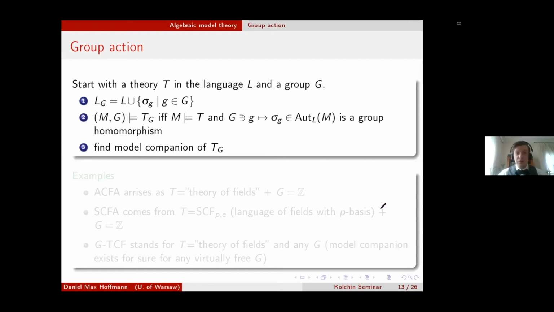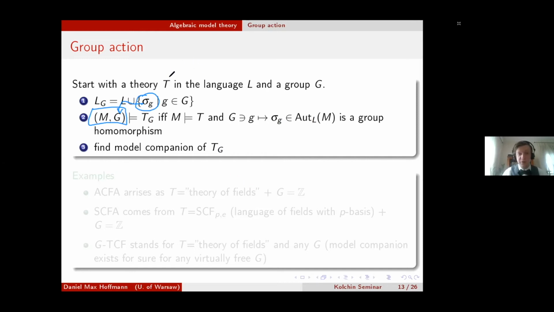So let me define this group action. You start with a theory T in the language L, and you fix a group G. Then you define L_G as the language L extended by a symbol sigma_g for each element g from your group G, and the sigma_g will play the role of automorphisms. A pair (M, G), so M with these sigmas, I am just using G to denote the whole collection of sigma_g's, is a structure that is a model of the theory T_G.